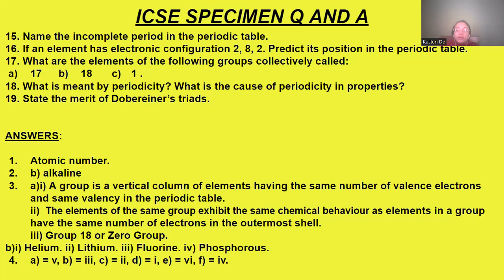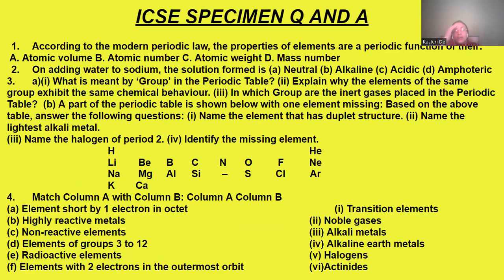Next is part B of the question. A part of the periodic table is shown below with one element missing. Based on the above table, answer the following questions. Name the element that has a duplex structure. Name the lightest alkali metal and name the halogen of period 2. Identify the missing element.